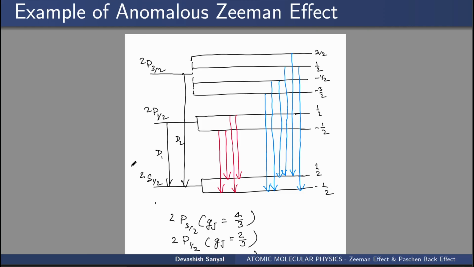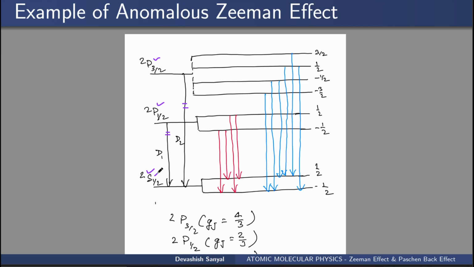This is in sodium. We have two lines: one is the D1 line and this is the D2 line. The D2 line is a transition from the state 2p 3/2 to 2s 1/2, and the D1 line is a transition from 2p 1/2 to 2s 1/2.